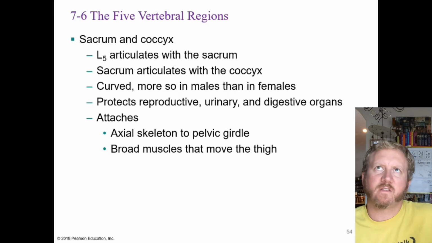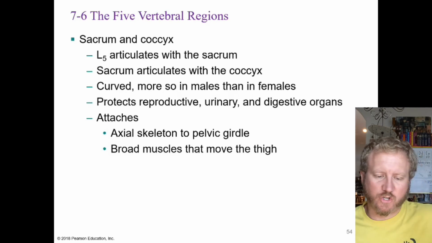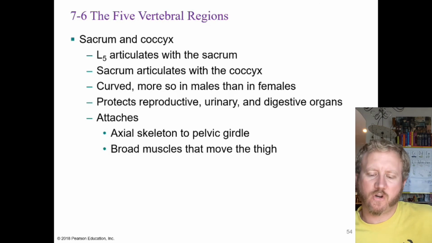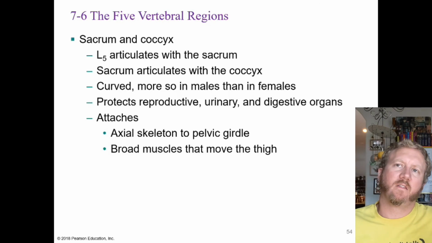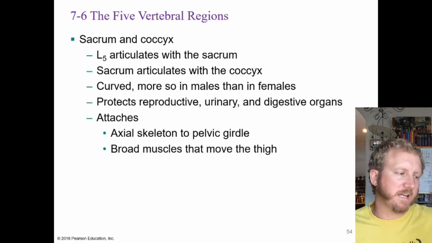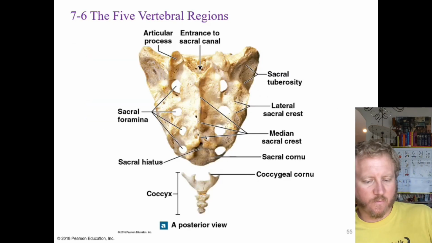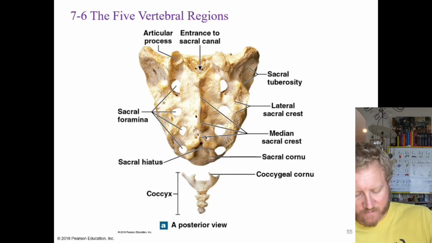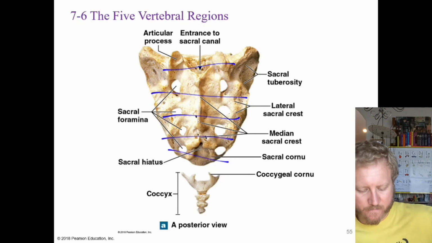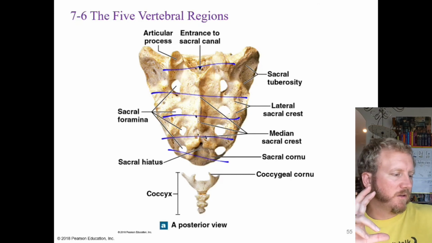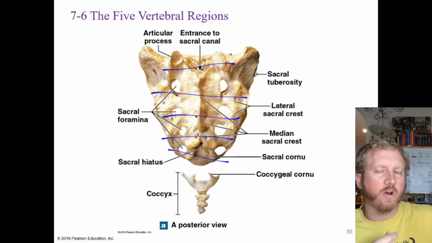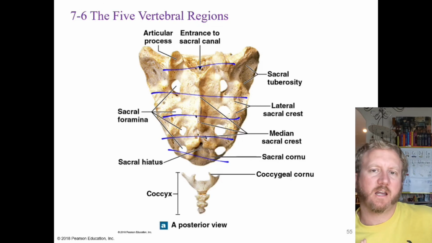And the primary function of the sacrum and the coccyx is to protect the reproductive, the urinary, and the digestive organs in the pelvic cavity. A couple of things that we want to point out on this one. The sacrum is actually 5 fused vertebrae into one solid unit. And this fusion occurs anywhere from puberty up until 25 to 30.